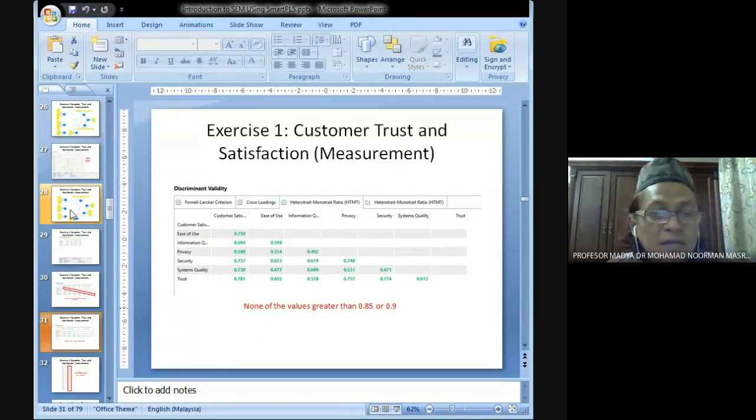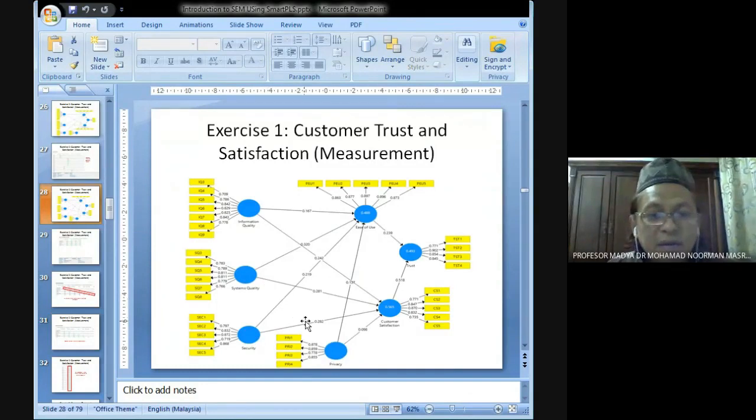Now, look at this diagram here. We drew this in our SmartPLS last week. Look at my mouse pointer. I'm showing information quality. These are called latent variables. This information quality has several items, as you can see here, 1, 2, 3, 4, 5, 6, 7 items. So 7 items are being used to measure information quality. As for system quality, there are 1, 2, 3, 4, 5, 6 items, 6 items to measure system quality.